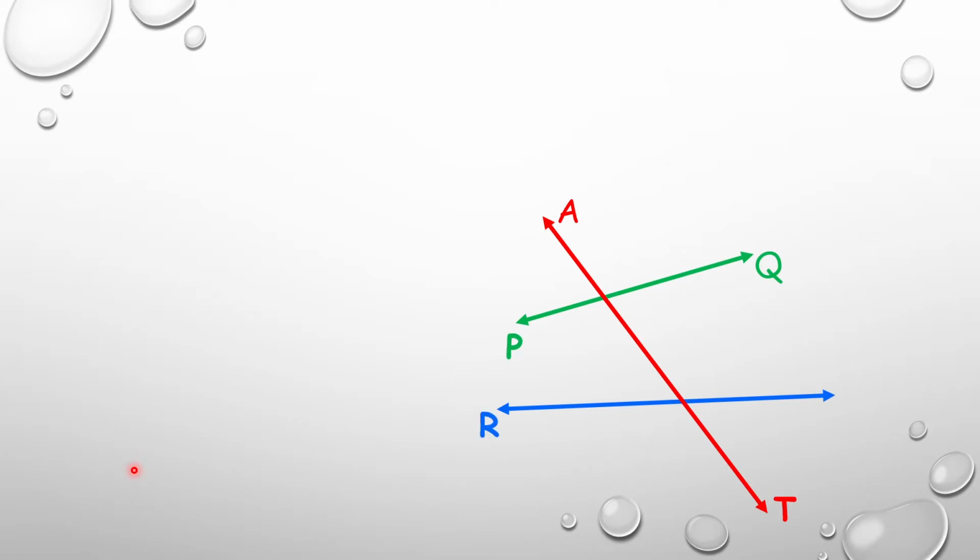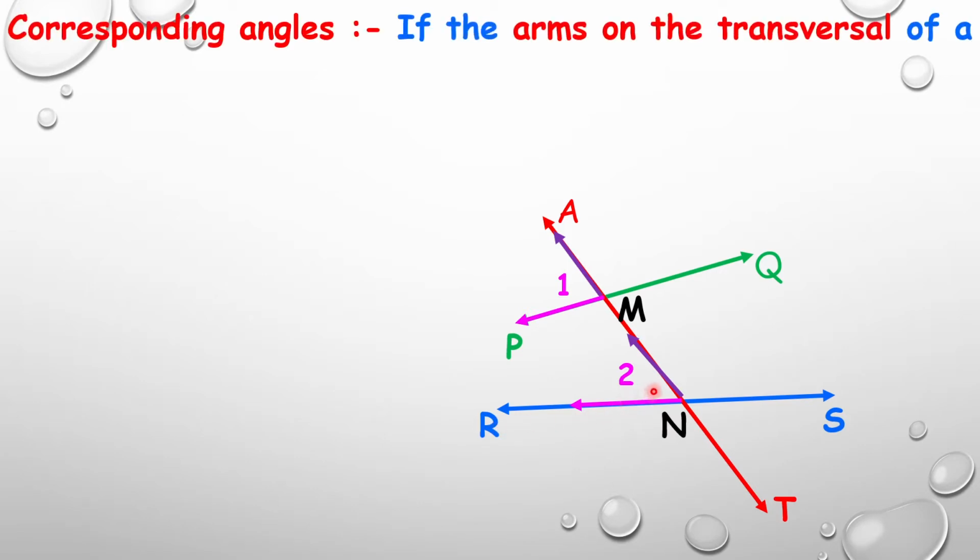We will take a transversal AT, and AT is the transversal of line PQ and line RS, which intersects at point M and at point N. In figure, if we observe angle 1 and angle 2, the arms on the transversal MA and NM show same direction, and other arms are on the same side of transversal, means arms MP and NR are on the same side of transversal. This is the pair of corresponding angle.